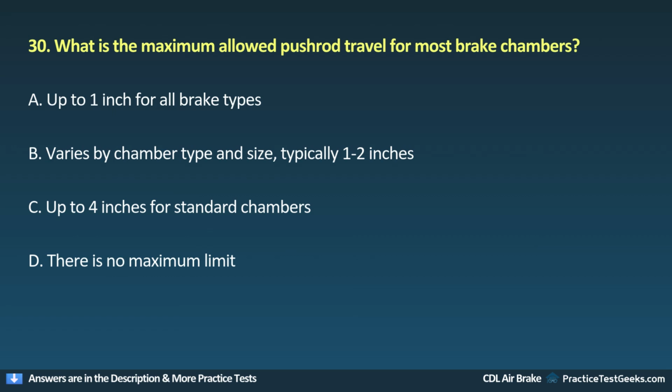30. What is the maximum allowed pushrod travel for most brake chambers? A. Up to 1 inch for all brake types. B. Varies by chamber type and size, typically 1 to 2 inches. C. Up to 4 inches for standard chambers. D. There's no maximum limit.